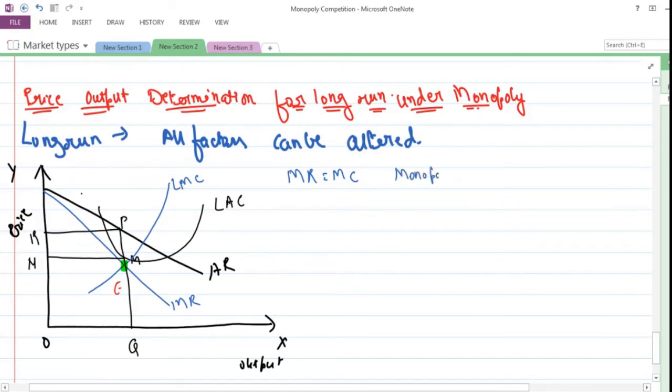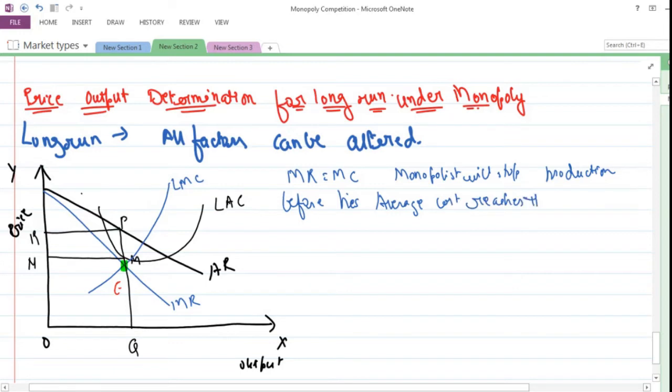Monopolist will stop production before his average cost reaches the minimum point.